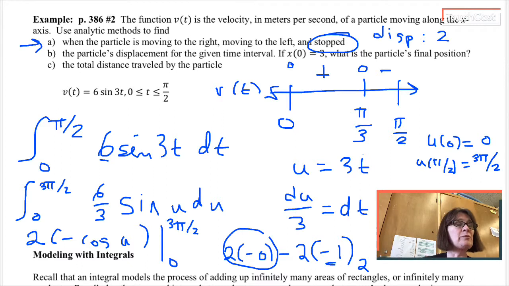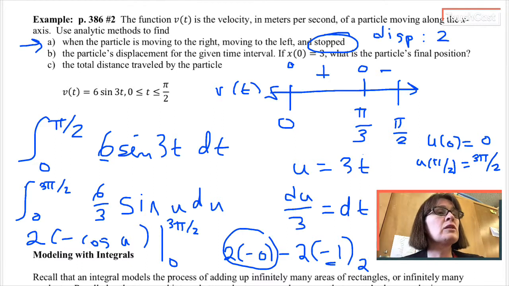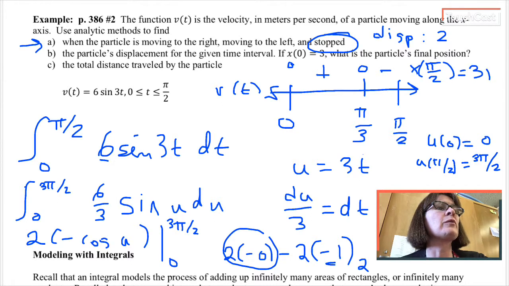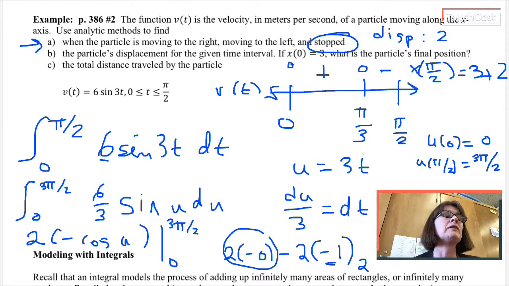If the starting position is 3, what is the ending position? Well, the starting position plus the displacement gives the final position, which we would call x of pi over 2. It's going to be the 3 that I started with plus the 2 displacement. So final position, 3 plus 2, 5.